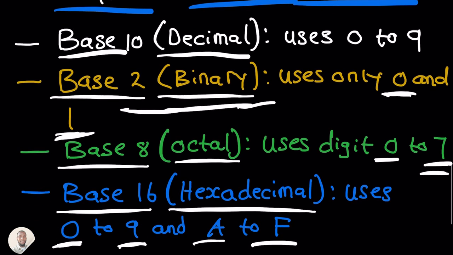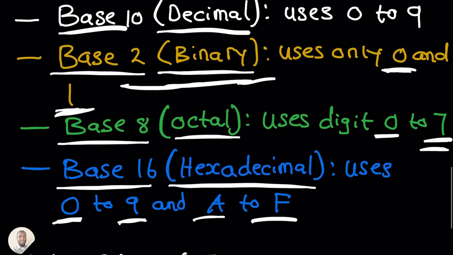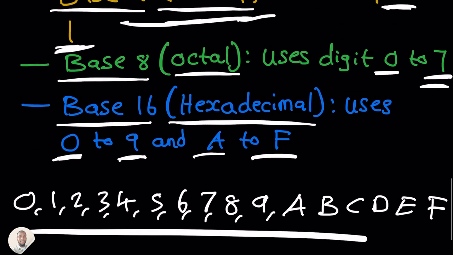Next, base 8 or octal. This one is used in some computing applications. Now next, base 16. Base 16 is used in computer programming. Those of you that will study computer science and go deeper into computer programming, you would understand this better. But nevertheless, I will try my best to explain what base 16 is in computer programming.